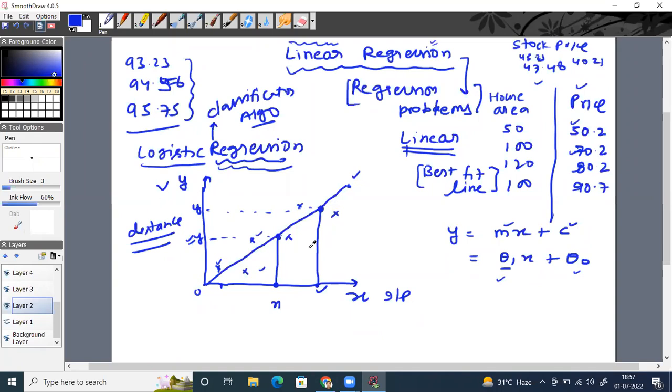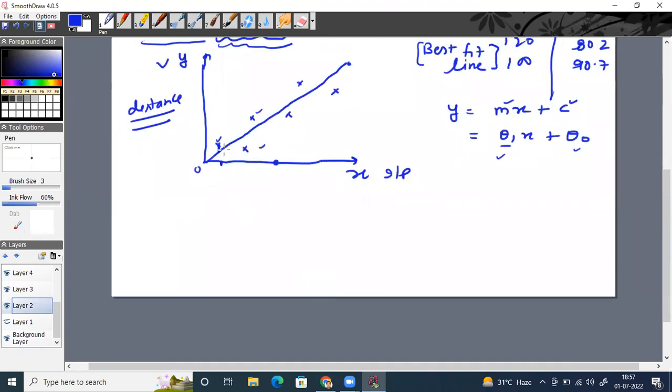Let me come again. Suppose what I will do, this is my actual point, right? I will find the distance of this point from this line. Suppose the value corresponding to this point is y1. So the actual value is y1, and the predicted value as per the line should be, suppose, y1 hat. So I write y1 minus y1 hat, and take the square of this.